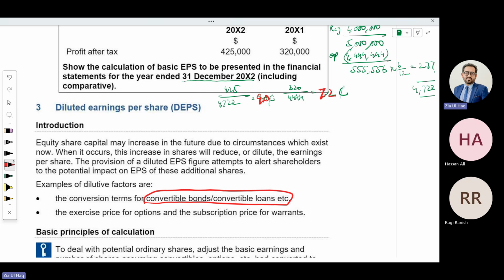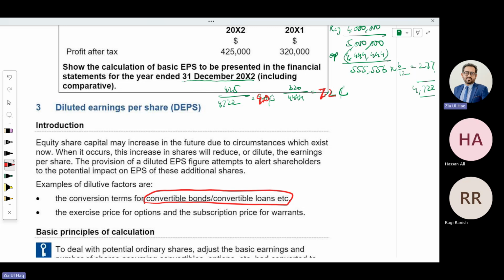If the share price in future is high, they obviously move towards shares. This means there are chances our future shares will increase. How much they will increase, according to that, we need to calculate diluted EPS. Because in a convertible bond, everything is pre-decided. If you don't take the loan amount, how many shares will you be able to take, and at what price? Already mentioned.